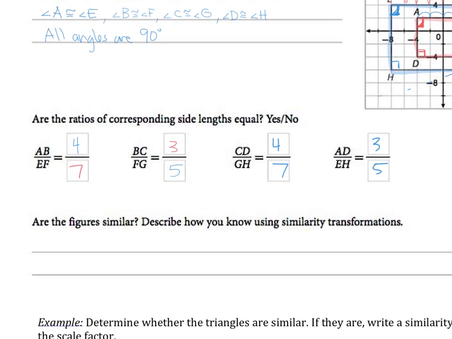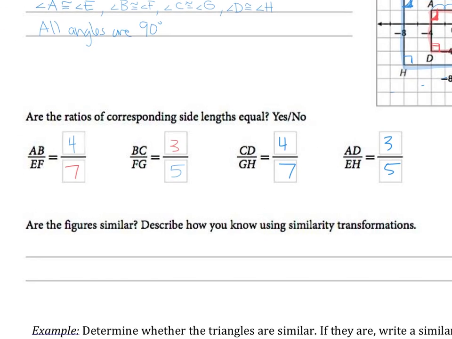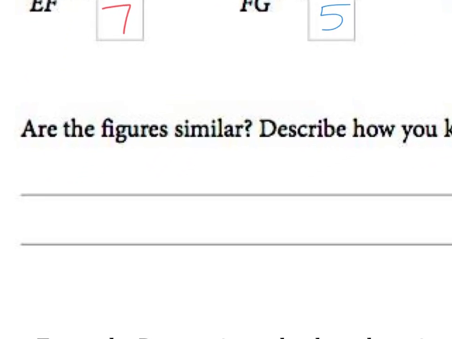Now, are the ratios equal? Like, are all of these fractions the same exact fraction? If you look, the answer is no, right? Two of them are 4 over 7, and the other 2 are 3 over 5. So since those fractions are not equal, the question asks, are they similar? The answer says no, they are not similar.